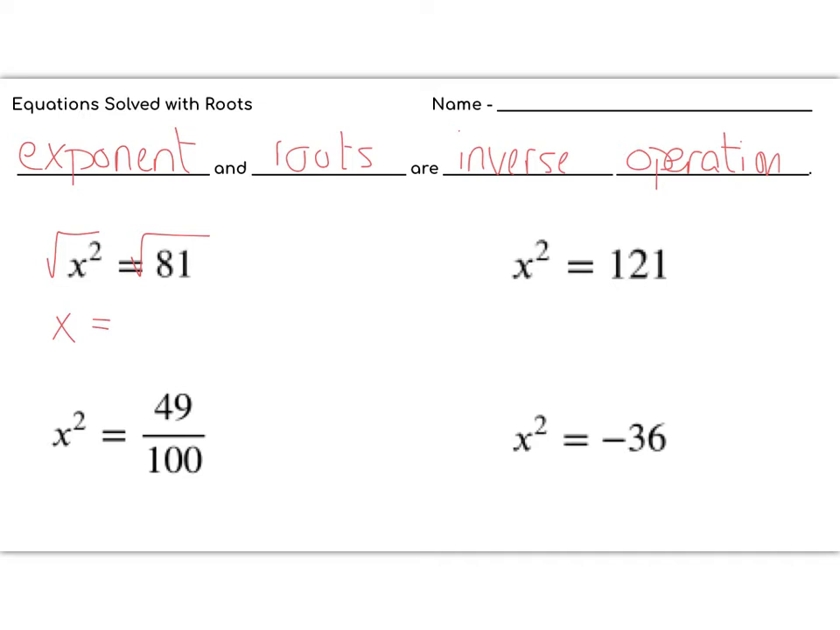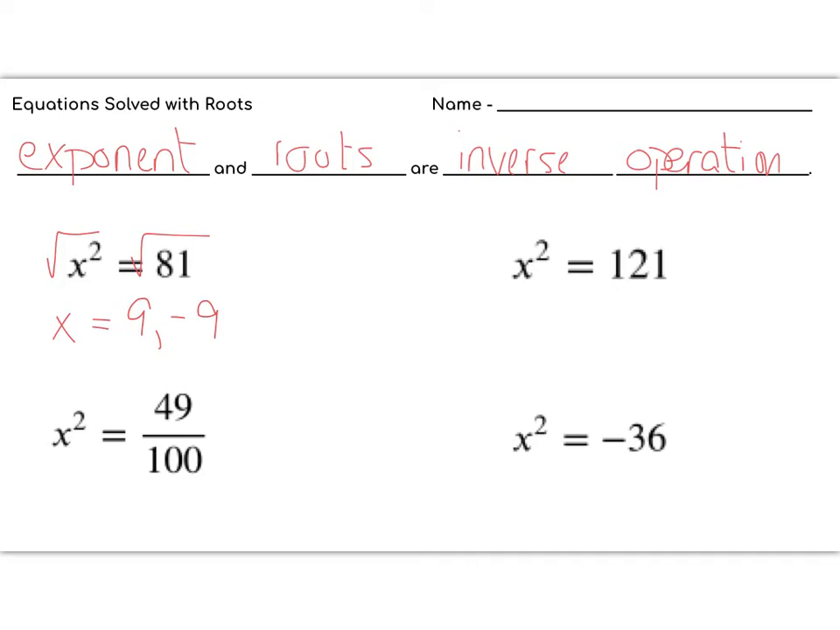But we have to be careful here because think about what times itself equals 81. Well, remember we talked about in the previous video that every number has two square roots. 9 times 9 is 81, but negative 9 times negative 9 is also 81. So this equation has two solutions. If we were to plug in 9, 9 squared is 81. If we were to plug in negative 9, negative 9 squared is 81.